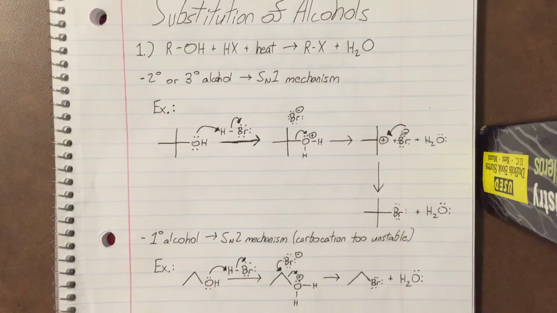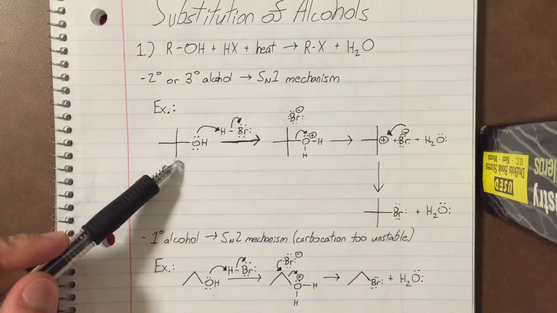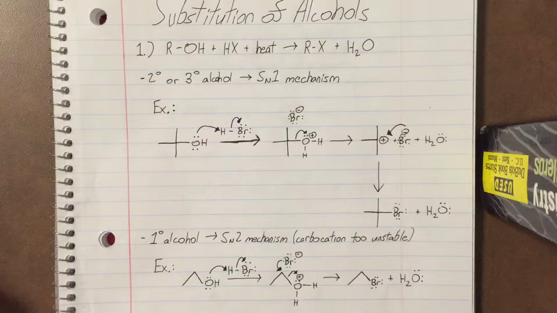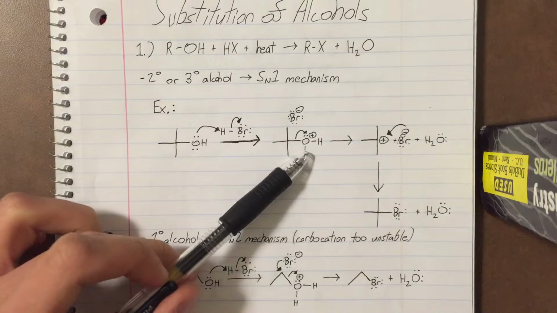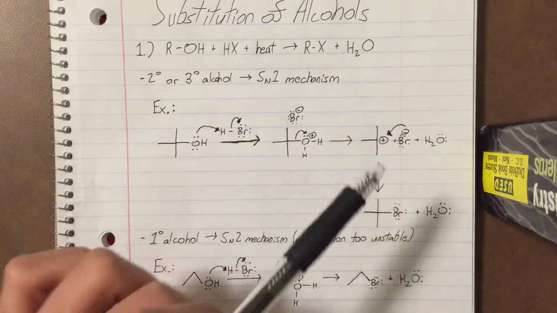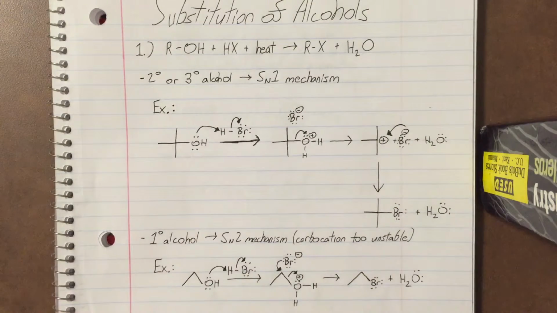If a secondary or tertiary alcohol is used, such as tert-butyl alcohol, then this reaction will proceed through an SN1 mechanism. So this water will be the leaving group forming this carbocation, and the bromide ion will attack it to form an alkyl bromide.